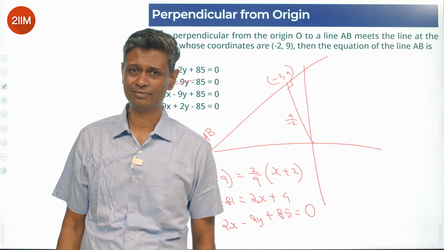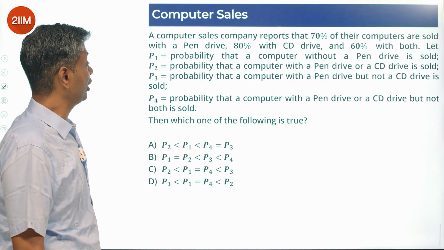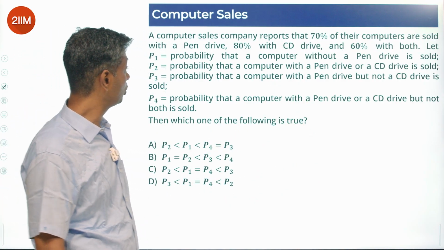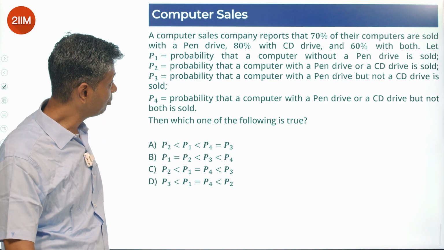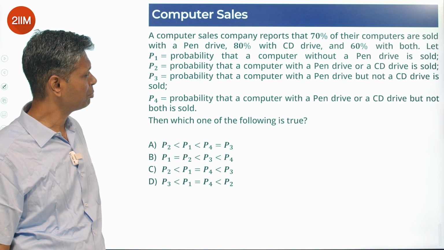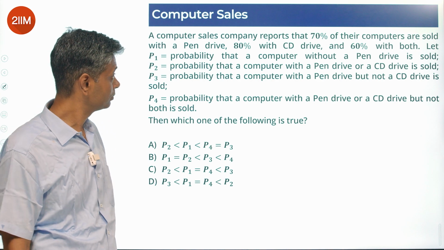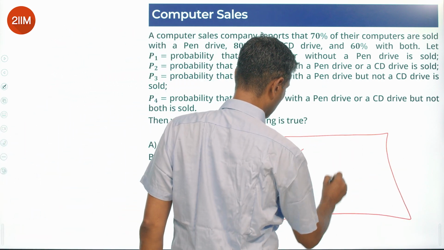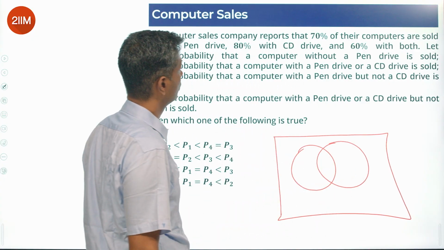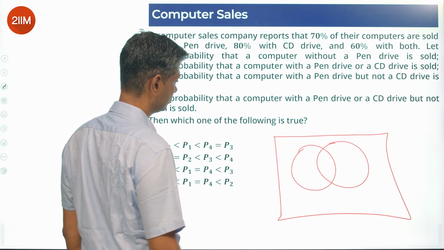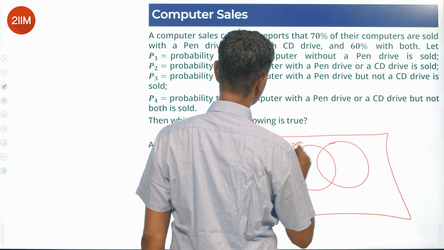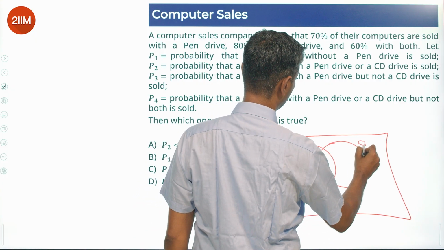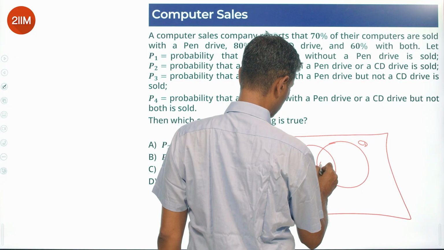Very regular question. A computer sales company reports that 70% of their computers are sold with a pen drive, 80% with CD drive, and 60% with both. This is 60%.